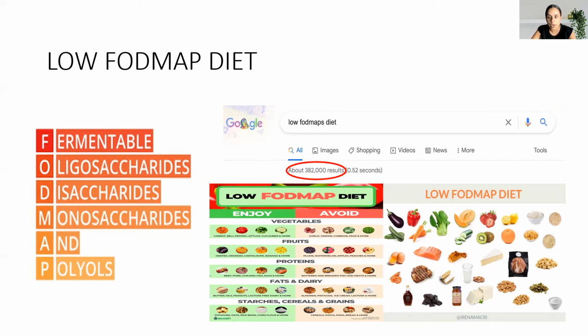The monosaccharide in the FODMAPs is fructose. It's found in some fruits like apples, pears, watermelon, mango. You can find it in honey, some vegetables. It's also used as a commercial sweetener as fructose or high fructose corn syrup. It's the smallest of the FODMAP.